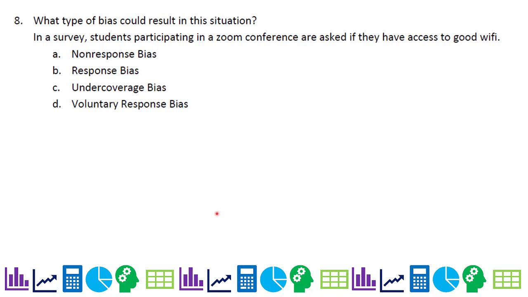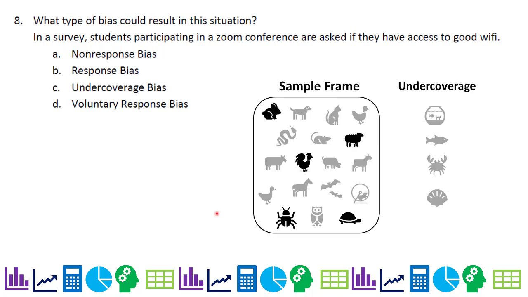What type of bias could result in this situation? In a survey, students participating in a Zoom conference are asked if they have good access to Wi-Fi. Well, let's go ahead and go over the sample frame. So the sample frame is the group that I'm choosing from, right? So what kind of people am I choosing from? People in a Zoom conference. Odds are they have good Wi-Fi. Who am I leaving out? Maybe the people with bad Wi-Fi that couldn't join the Zoom conference, so that would be undercoverage bias.